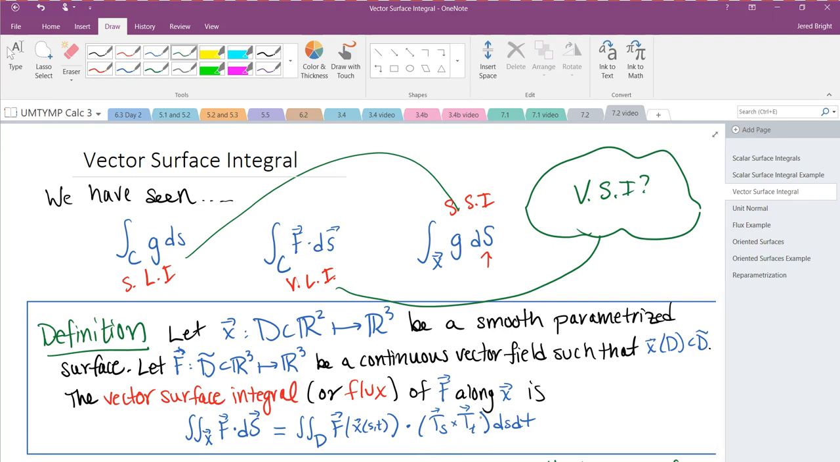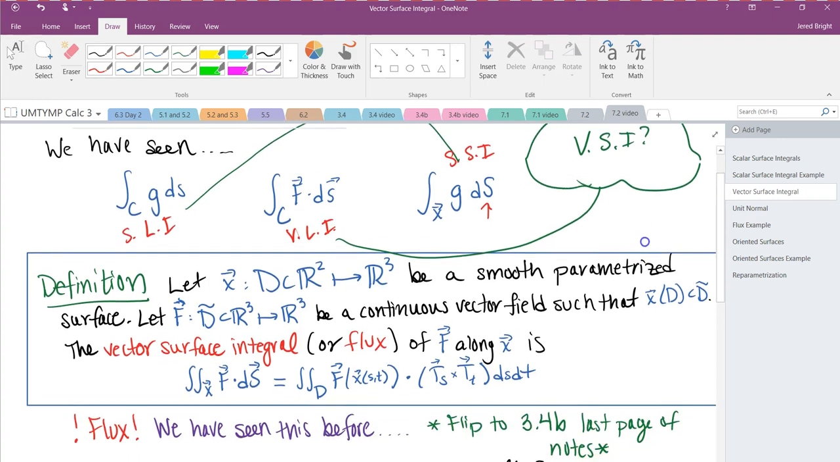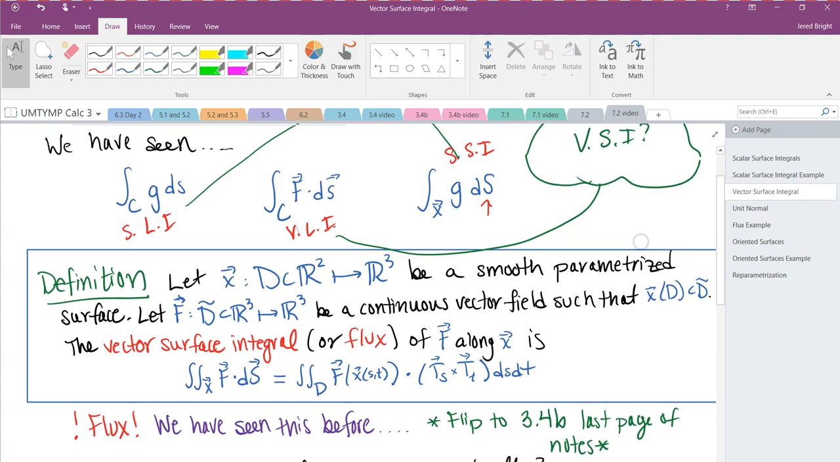So that's really nice. Another name for the vector surface integral that we're going to use, instead of saying vector surface integral all the time, is just flux. This term flux, we've seen before, and I'm just going to show you what we did back in 3.4b, so I have it handy here. If you need to access your notes, please do.